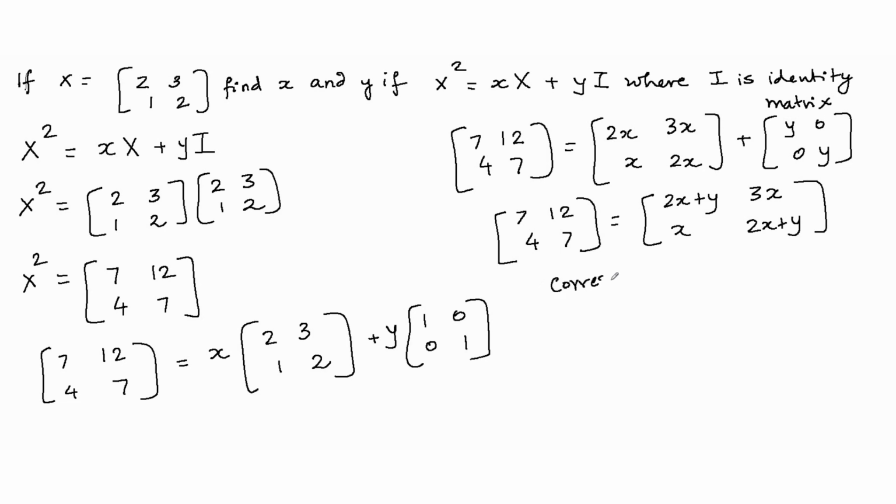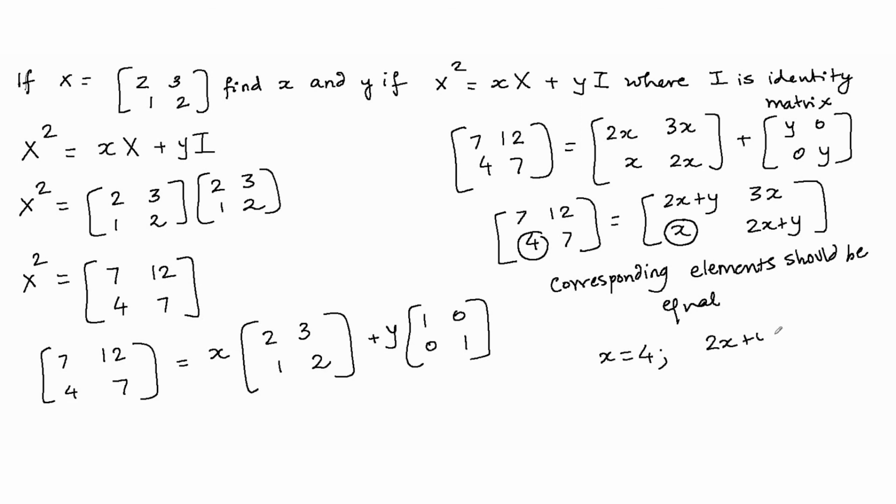Now I know that the corresponding elements should be equal. Therefore I can say that x is equal to 4. And I can also say that 2x plus y is equal to 7, isn't it? So 2x plus y in the second row, second column, is equal to 7 in the second row, second column. Therefore 2 times 4 plus y is equal to 7, which means y is 7 minus 8, which is minus 1. And therefore the answer is x equals 4 and y equals negative 1.